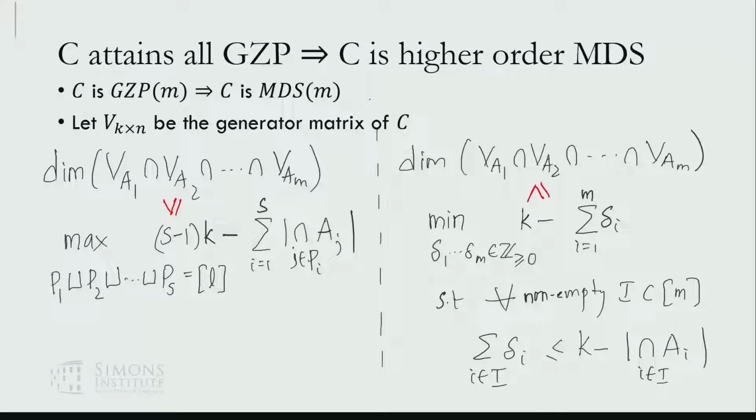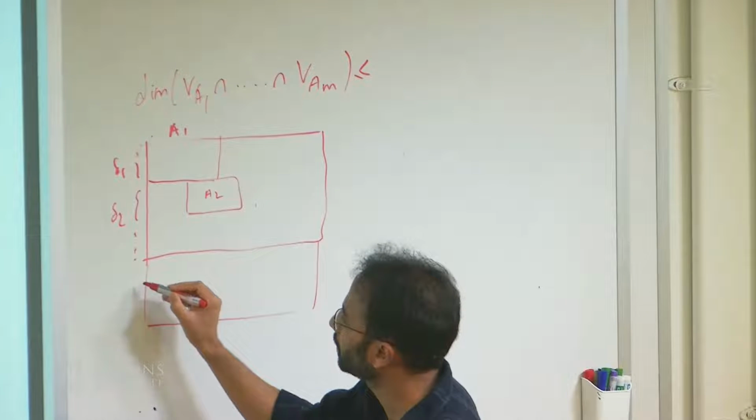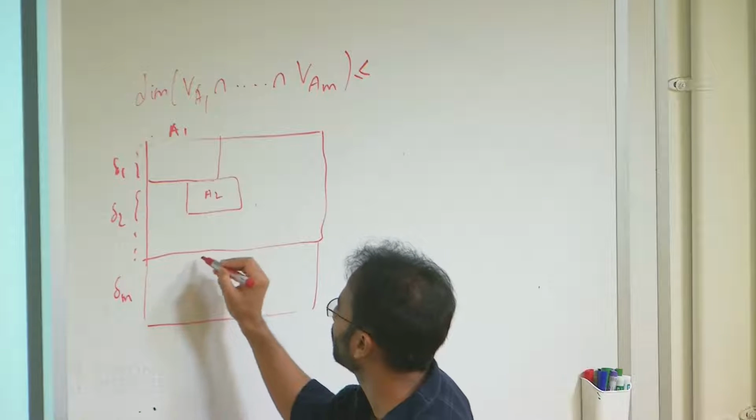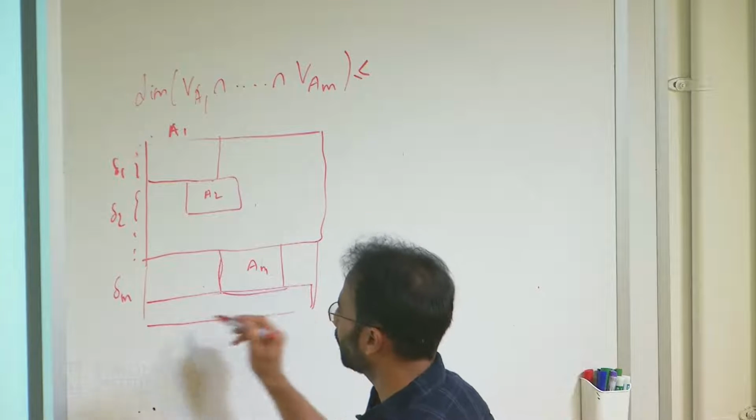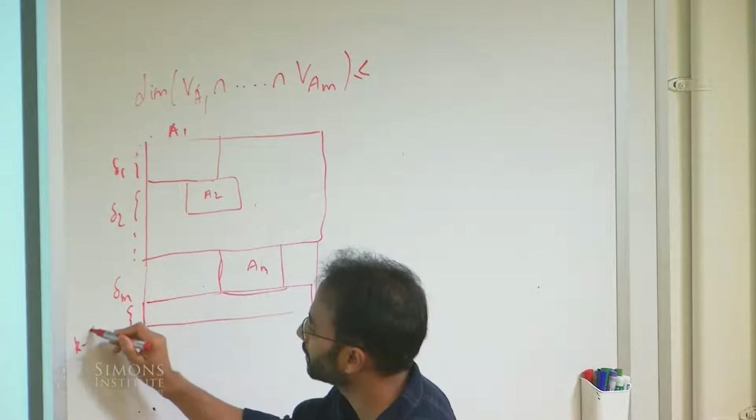So this is where the zero patterns come into play. Sorry, that's the lower bound. I want to prove an upper bound on it. So how do I prove an upper bound? Let's say I construct a zero pattern with some delta 1 copies of A1 and delta 2 copies of A2 and so forth. And then I'll maybe have something left, like some delta m copies of AM. And then maybe there are some rows left over, which is k minus summation delta I.